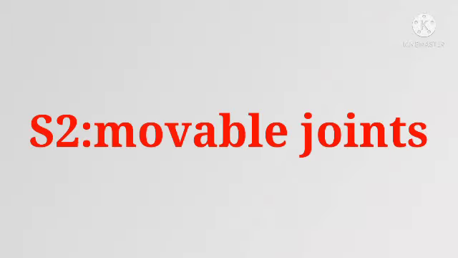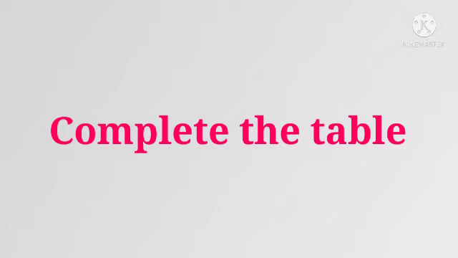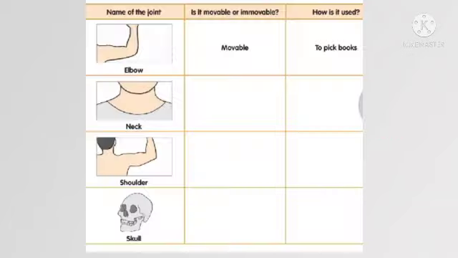So everybody take your workbook. Yes, page number 6. The name of the lesson is Movable Joints. Okay, so the first question is we have to complete the table. In the table, in the first column, we can see the name of the joint. We can see different names of joints there: elbow, neck, shoulder and skull. These are the different joints found in our body.